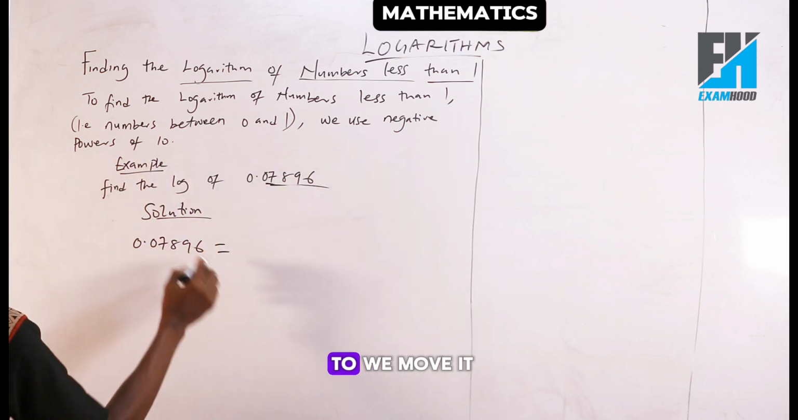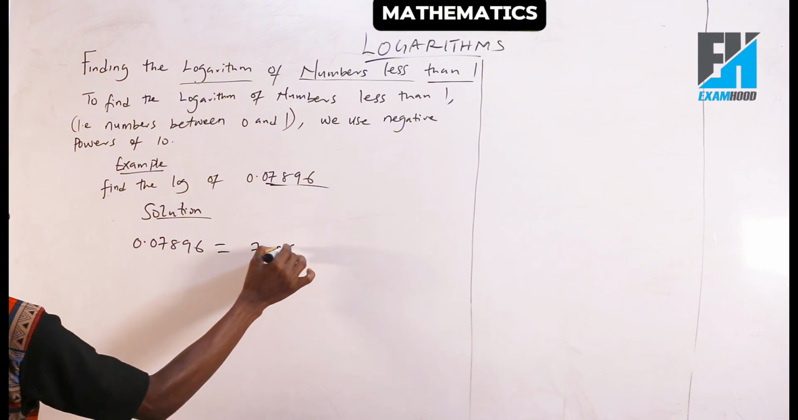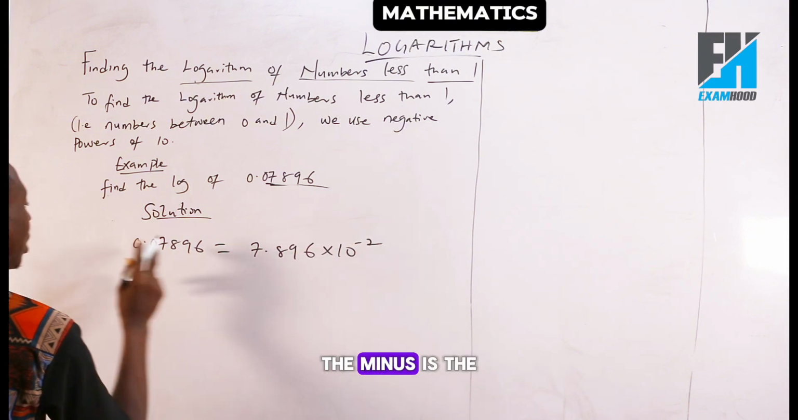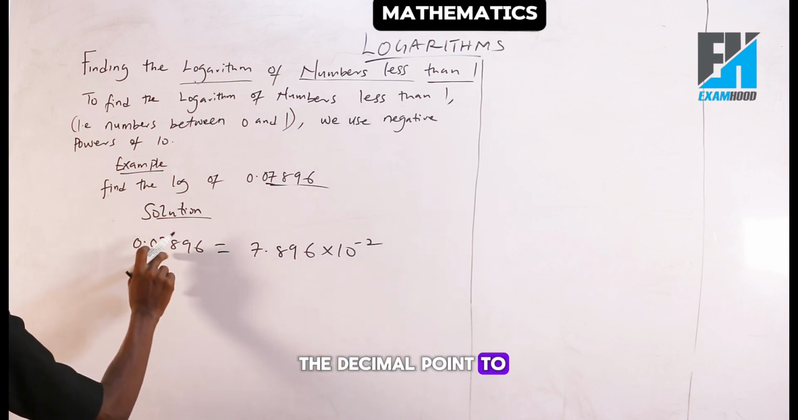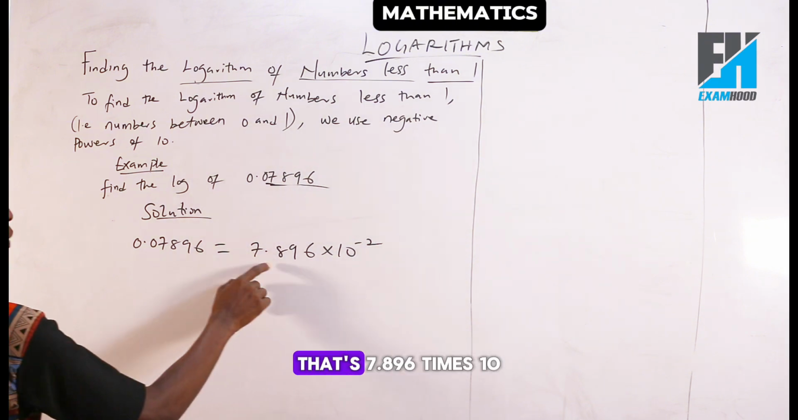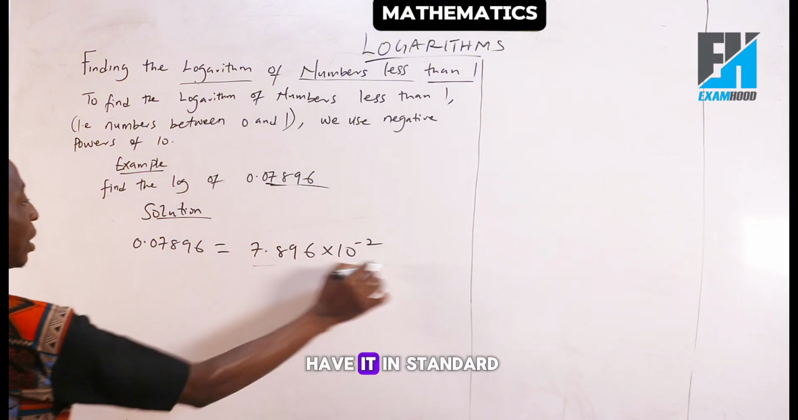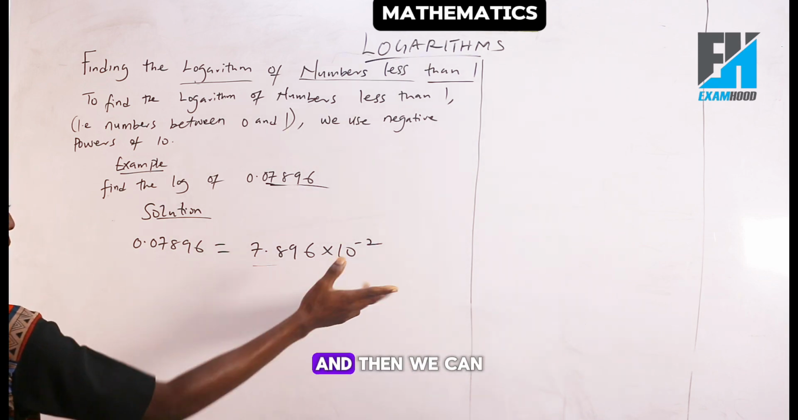That will be equal to 7.896 times 10 raised to power minus 2. The minus 2 is the number of times we moved the decimal point to after the 7 here. Do you understand? That's 7.896 times 10 raised to power minus 2. Now that we have it in standard form like this, we can get the logarithm of this value and then work further.